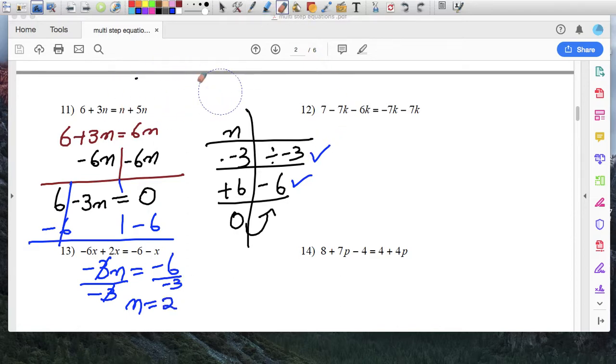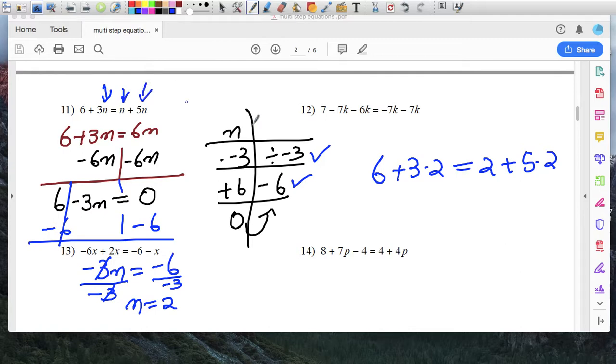Let's do our substitution here. It's 6 plus 3 times 2, and I'll put it equals 2 plus 5 times 2. So wherever you see the n, you're substituting. 3 times 2 is 6, and that gives me 12. That's nice and easy. 2 stays. 5 times 2 is positive 10. And 2 plus 10 is 12. So we're good here as well.